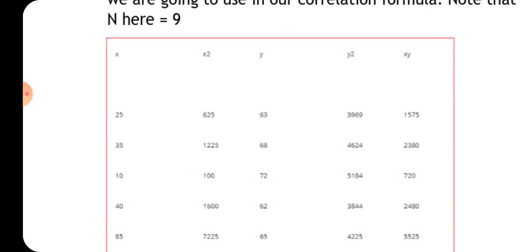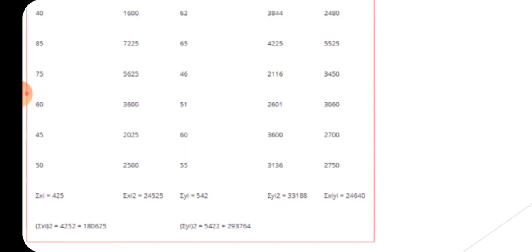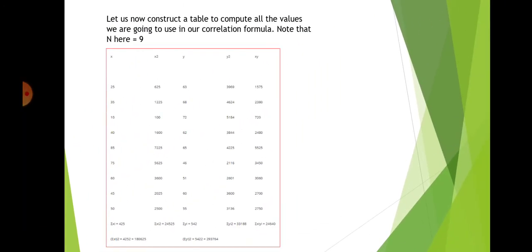What is xy? The last column. So similarly, you have to multiply 10 into respective values. 10 into 72 is 720. First column into third column is the last column. 25 into 63. The caption heading is explanatory. Carefully you have to notice. So sigma xy is 24,640. When all these values are available, we have to go to the formula.